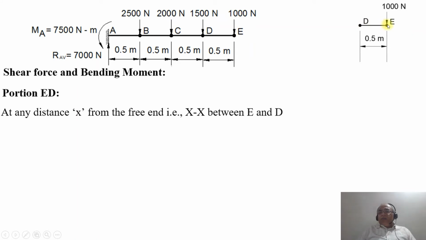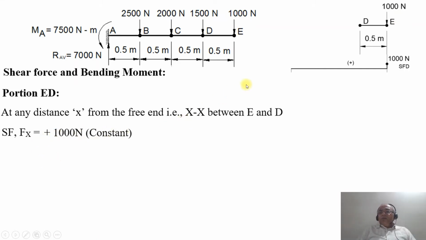When we are considering the portion, we are considering any distance x from the free end. That means we are considering a section at any distance between D and E, at a distance of x from the free end E. Then Fx: the section force acting to the right side in the downward direction is positive. When you consider the sign convention, if it is acting towards the right side in the downward direction, it is going to be a positive value. So Fx will be equal to plus 1000 Newton, constant.